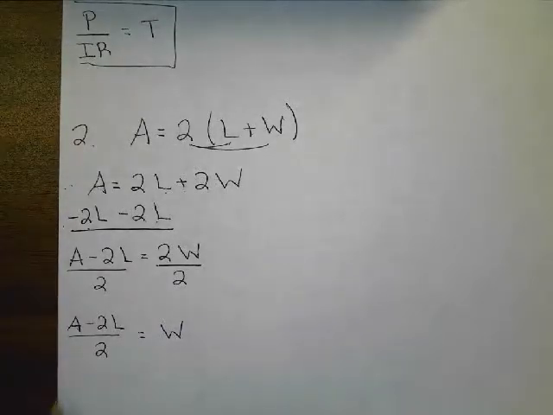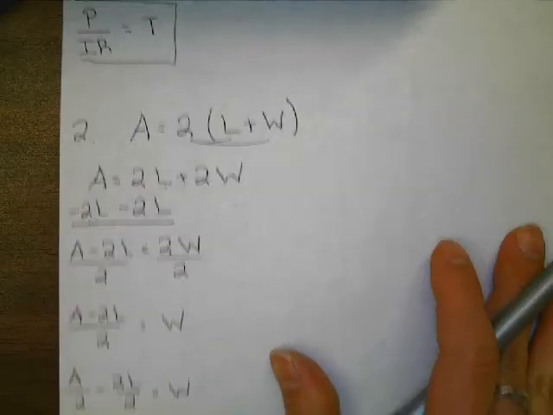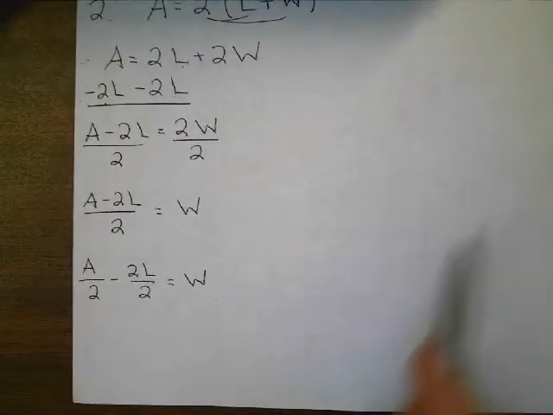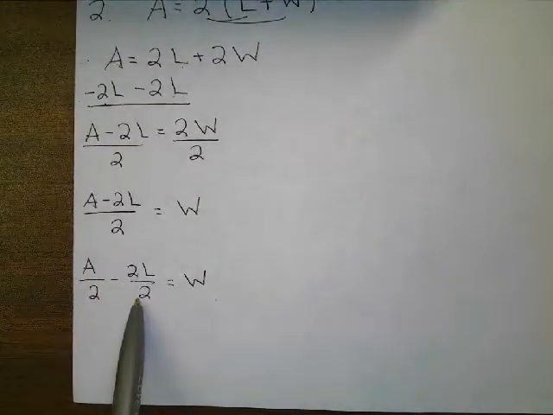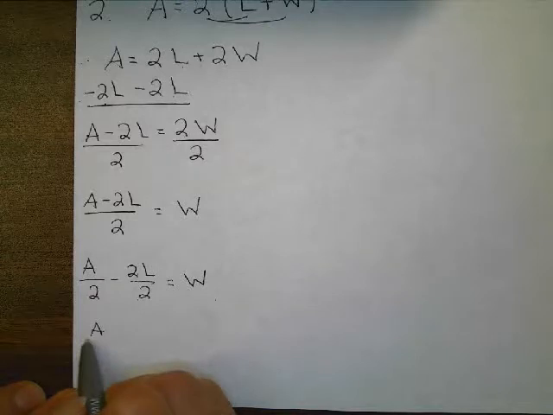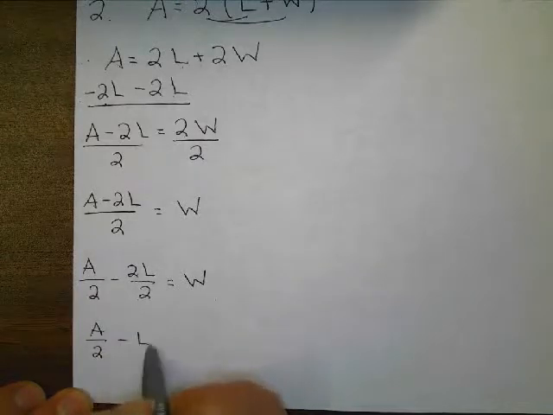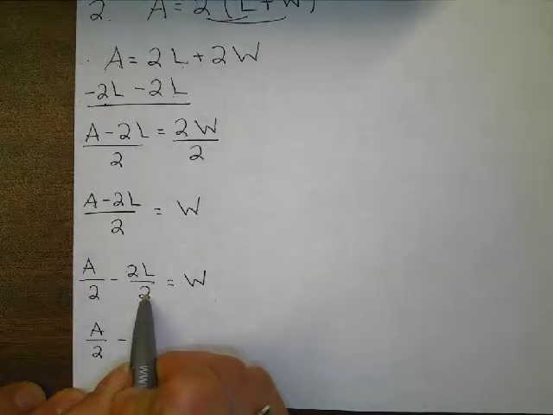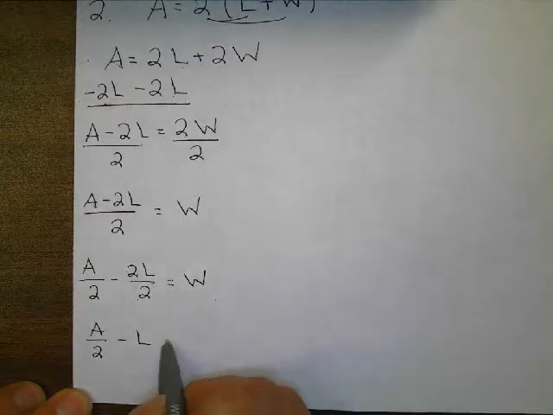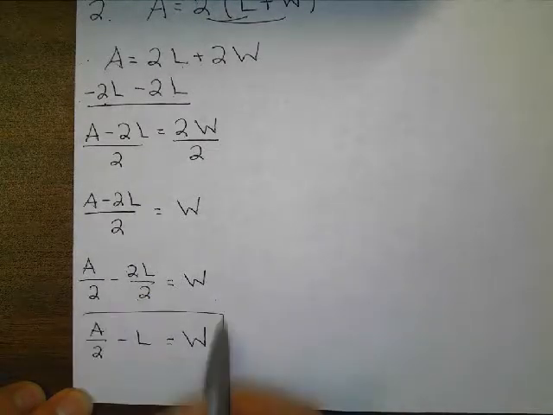Now I need to simplify this, so I'm going to break this up into a fraction. So I have A divided by 2 minus 2L over 2. And now if you look, this 2 is going to divide by this 2. So I just get A divided by 2 minus L, because 2 divided by 2 is 1. So I'm just left with an L, and that equals W.